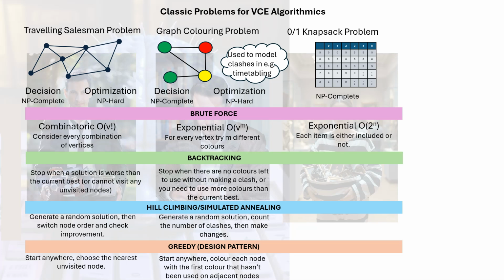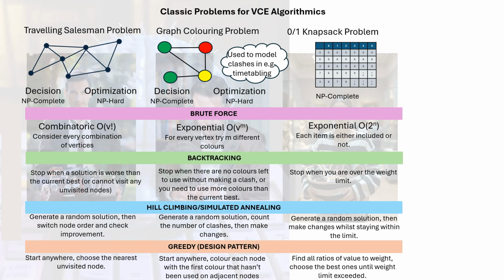Each item can either be included or not, so for n items, this is exponential, 2 to the power of n. For backtracking, we can stop when a solution goes over the limit or is worse than our current best solution. For hill climbing and simulated annealing, we can make a random selection of items and swap them in and out to maximize the value while staying under the limit. A greedy design pattern would have us find the value to weight ratios and then choose the items with the highest ratio until our bag can't fit anymore.